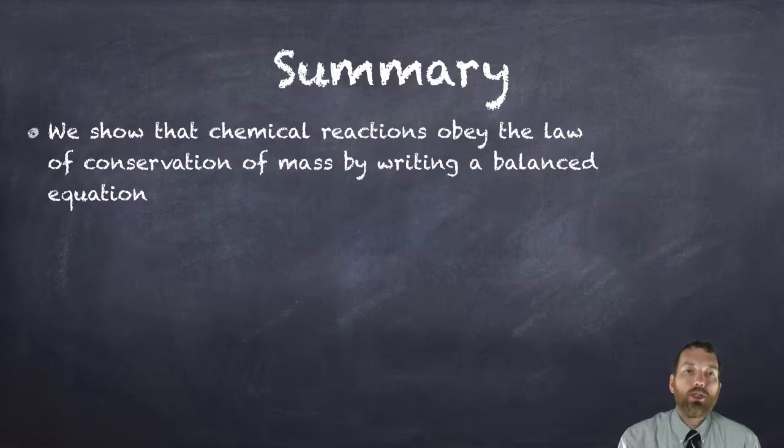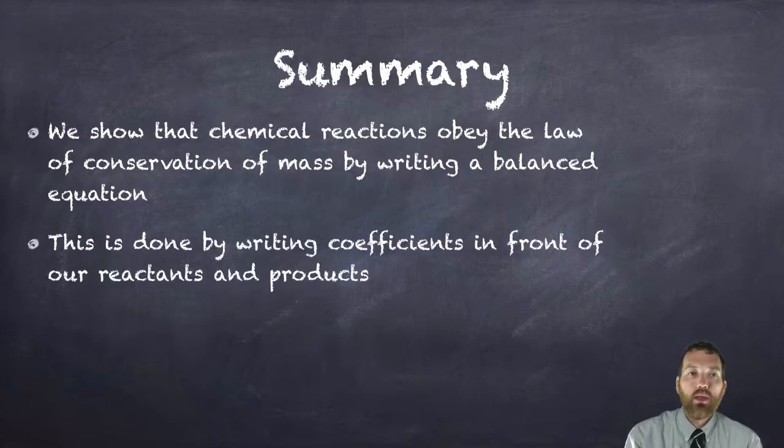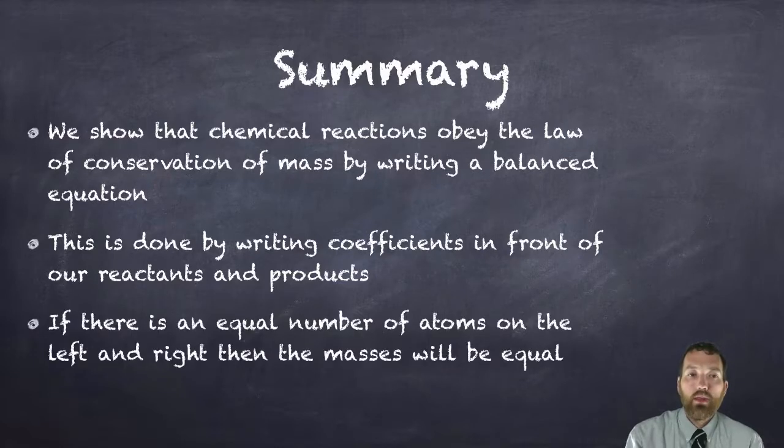So we show that chemical reactions obey the law of conservation of mass by writing a balanced equation. You always have to write a chemical equation that is balanced in order to show this. And this is often a question on the New York State Regents. This is done by writing coefficients in front of our reactants and products. If there's an equal number of atoms on the left and the right, then the masses will be equal, and that will show that no mass was created and no mass was destroyed.